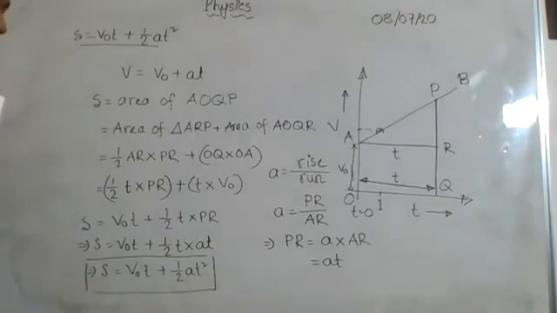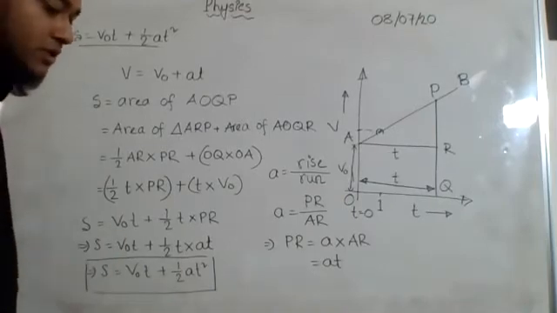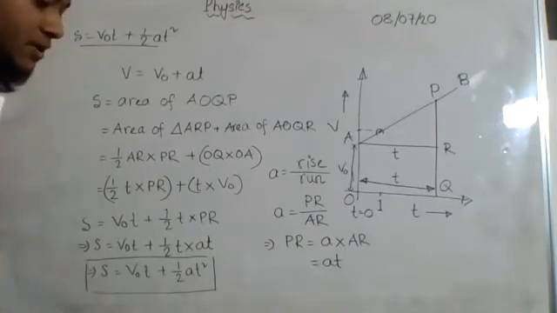Okay. So now let us see the deduction of the fourth equation, that is V square equal to V naught square plus 2AS.